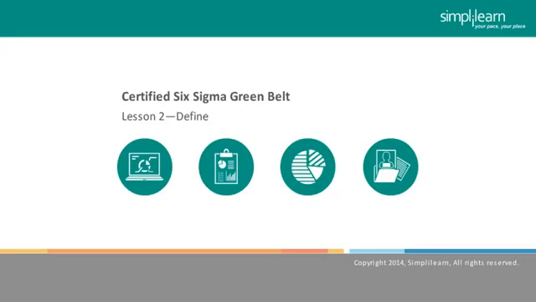Hello, and welcome to the second lesson of the Certified Six Sigma Green Belt course offered by Simplilearn. This lesson will cover the details of the define phase. Let us start with the objectives of the lesson in the next screen.